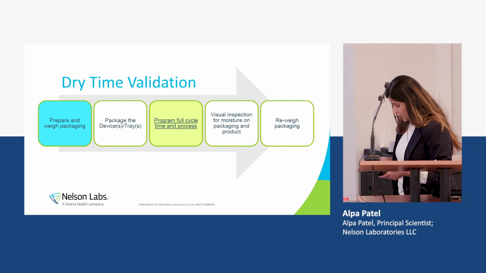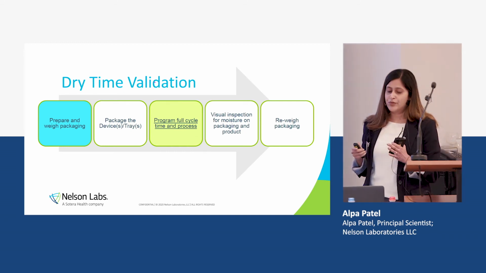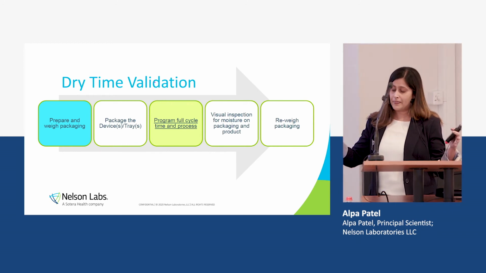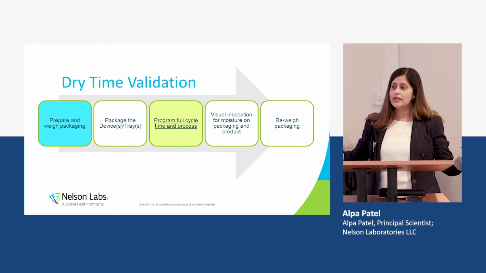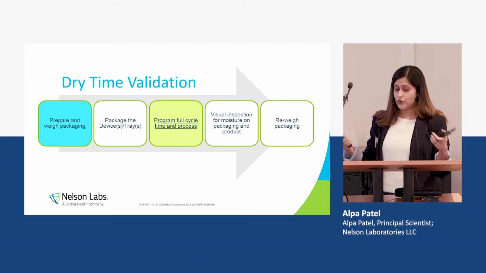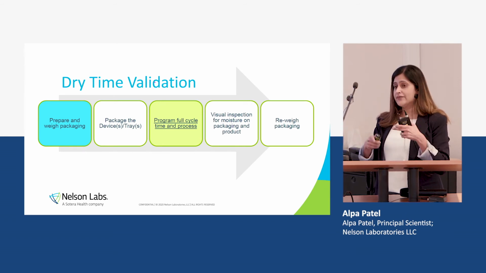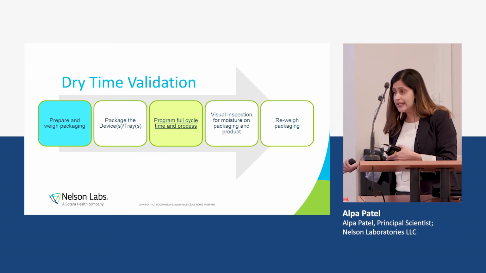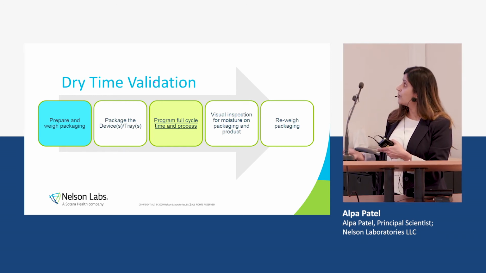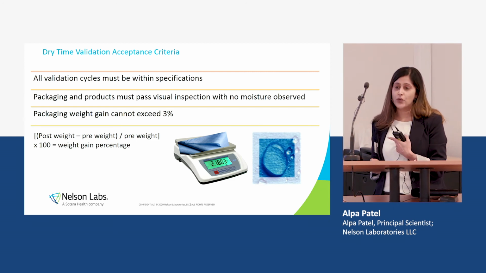For dry time validation, you have to prepare the packaging that you're going to use. So if you're using a big surgical tray, you want to cut it out. You want to make sure that it's the right parameters for the tray. You would weigh that. You would package the devices, run a full cycle on it, remove the packaging, and reweigh the packaging again. And here is the specifications for it.